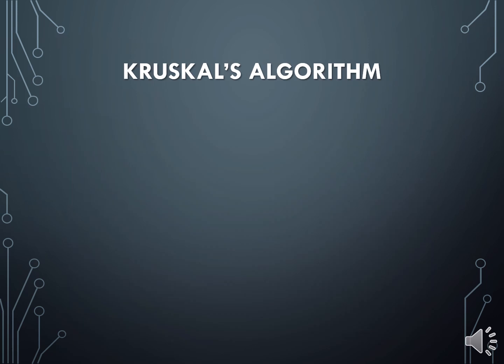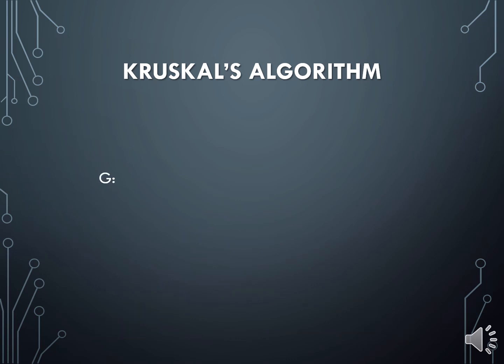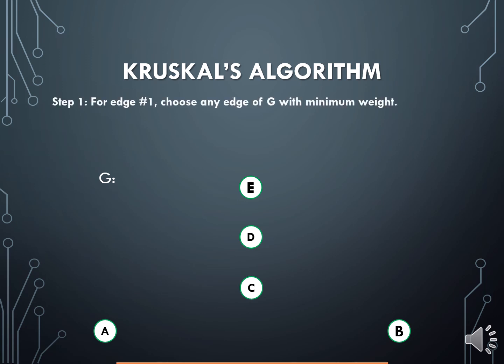To try and solve this problem, let's use Kruskal's algorithm. To demonstrate it, we will use the following connected graph G. Kruskal's algorithm provides us with a methodology to quickly identify a minimum spanning tree from a connected graph. In step 1, we choose our first edge to be an edge of G with the minimum weight. For this example, we pick the edge AB, which has a weight of 1.